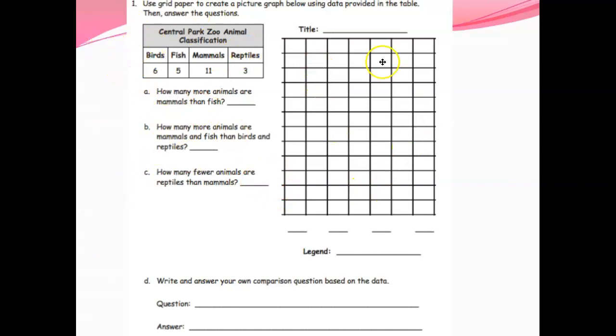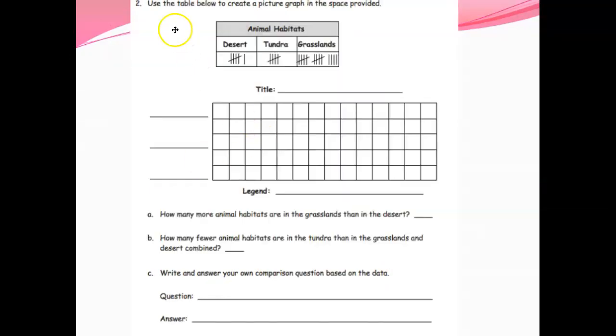You're going to create a picture graph, add a title, categories, a legend or a key. Put circles for your pictures. Make sure they go right above the categories. You don't want to put them all over the place. It would get confusing. And then answer the questions. D, you're going to write your own comparison question. So a how many more or how many less question. Number 2 is pretty much exactly the same.